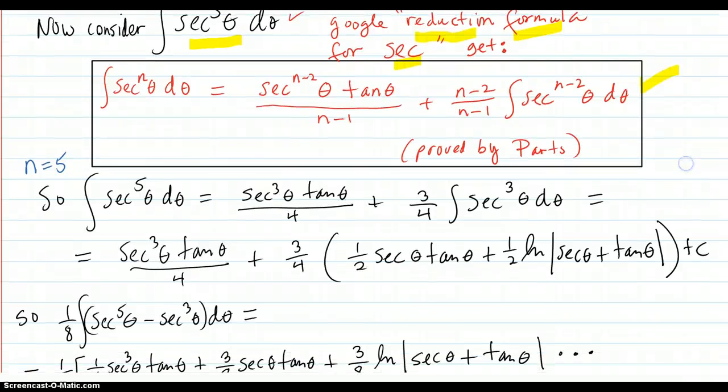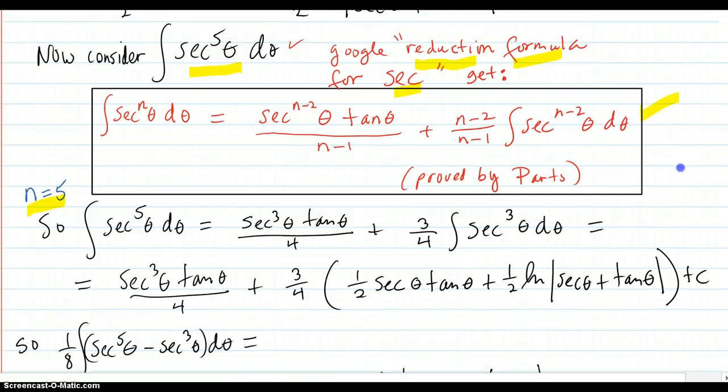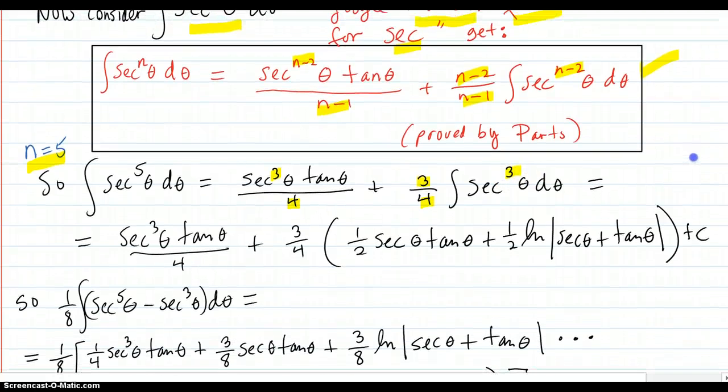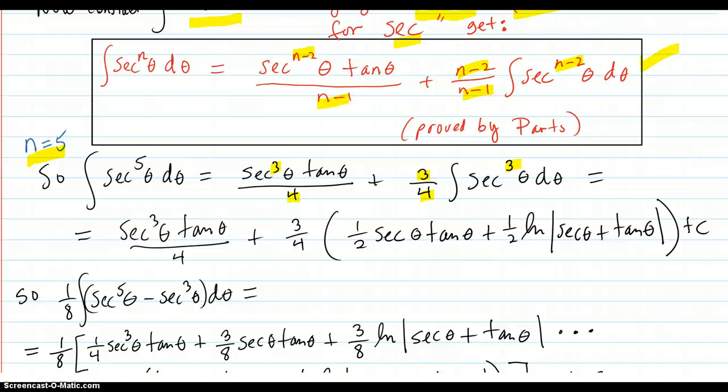Okay, so n is 5, because we're doing secant to the 5th power. So we plug it into the formula. N is 5. Then you get the n minus 2, the n minus 1. That's where you're getting the 3 and the 4 from. N minus 2 is 3. N minus 1 is 4. N minus 2 is 5 minus 2 is 3. Simplify that all down, and you get this whole thing here.